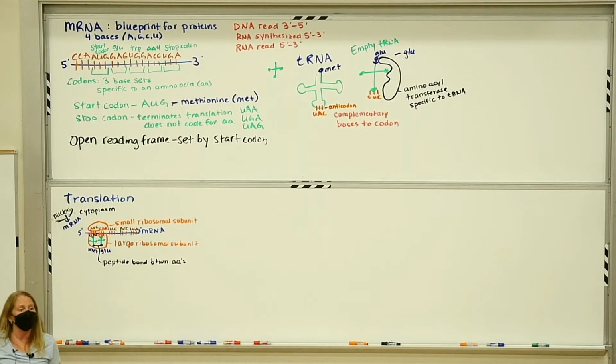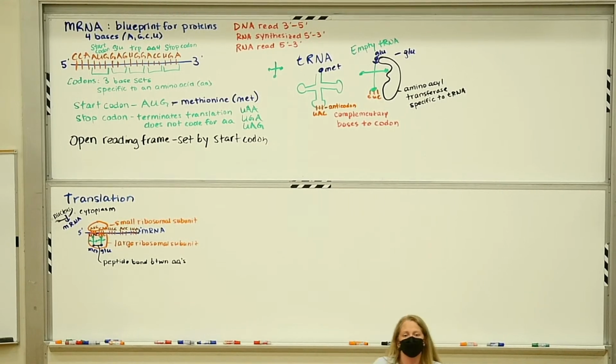Yes? So how is this all oriented? Like the mRNA only has one side, so how does the small site read it and then the large site?